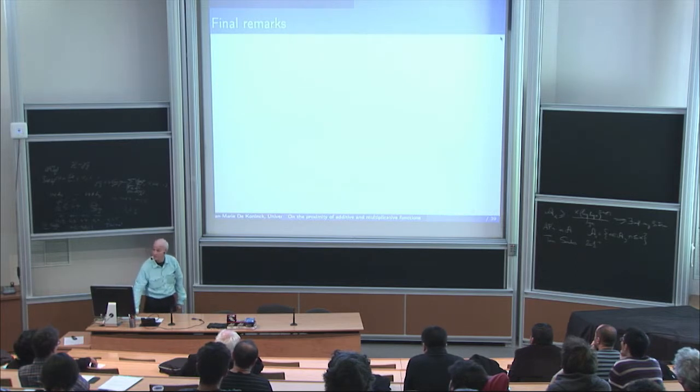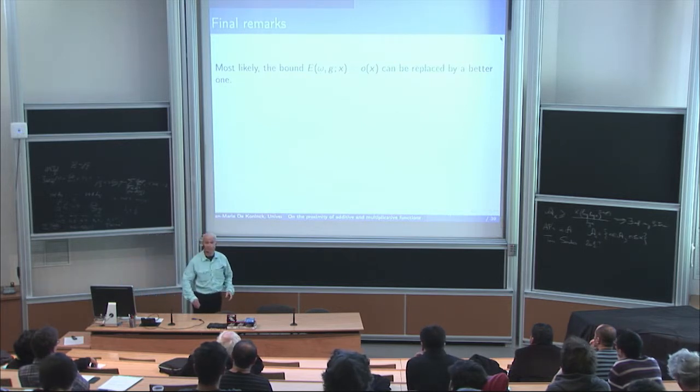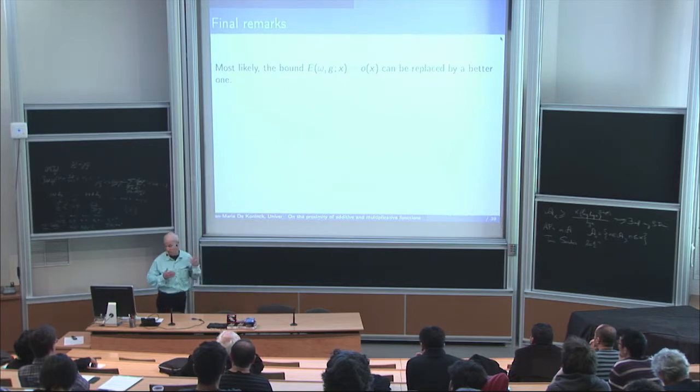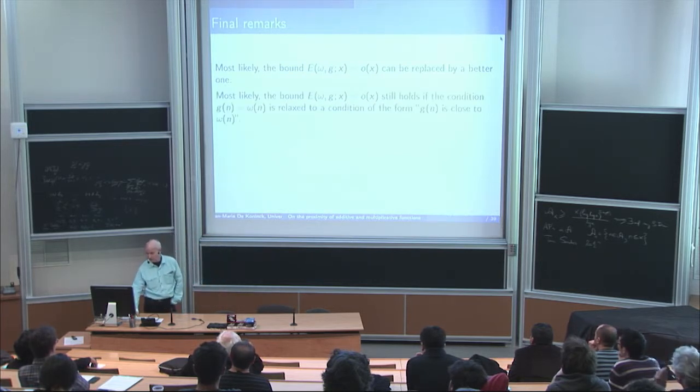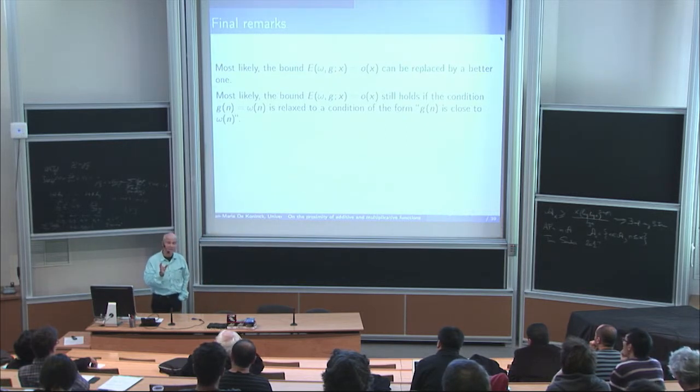Okay. Final remarks in 30 seconds. Most likely this bound can be improved. Somehow, if we could take d as a function of x, maybe it could be improved. I could not do that. Most likely, the result holds, even if we don't have equality, but close. Say, if g of n is close to omega of n, and somehow the whole thing will work anyway.